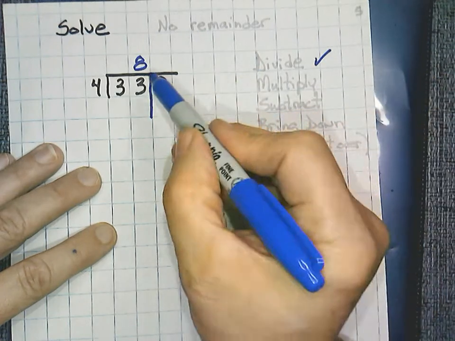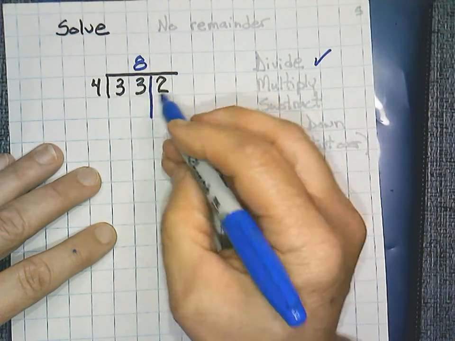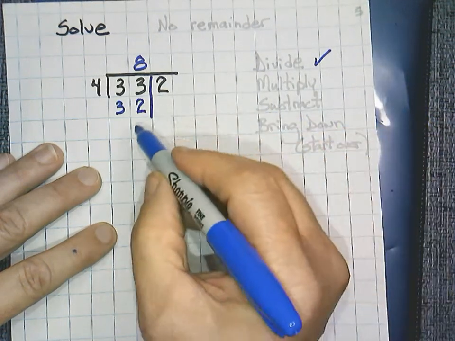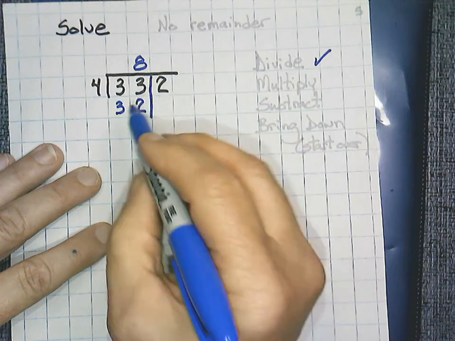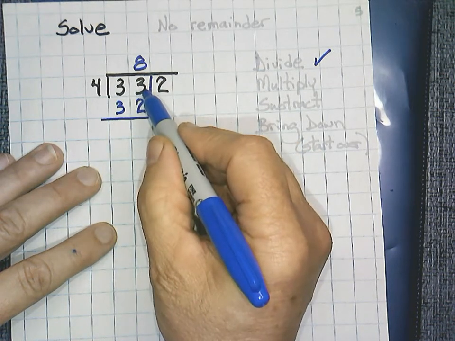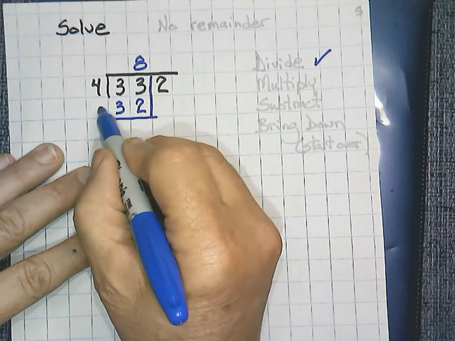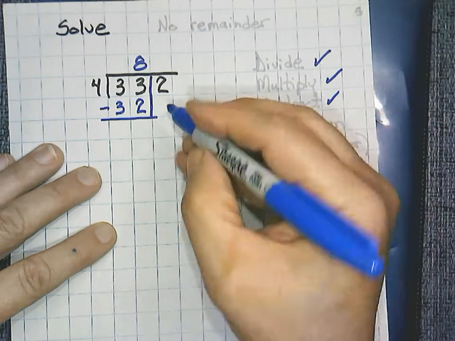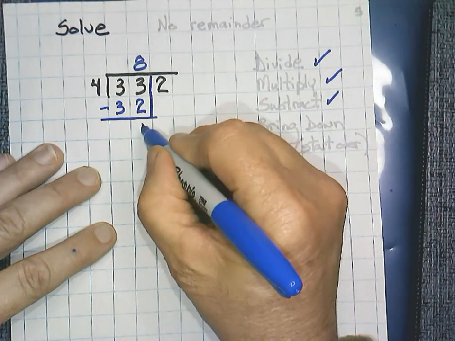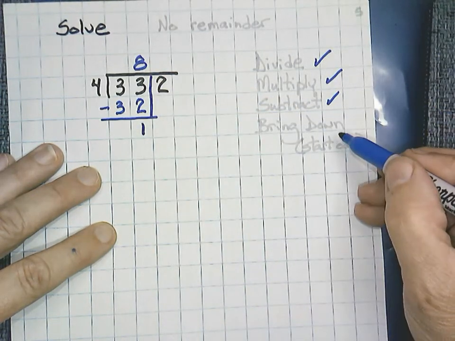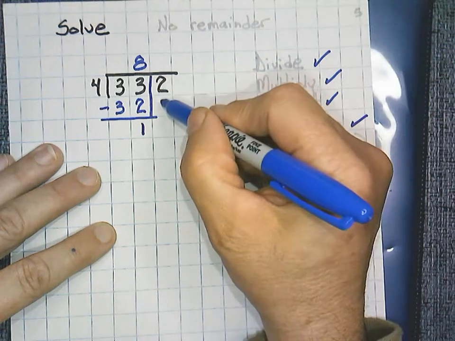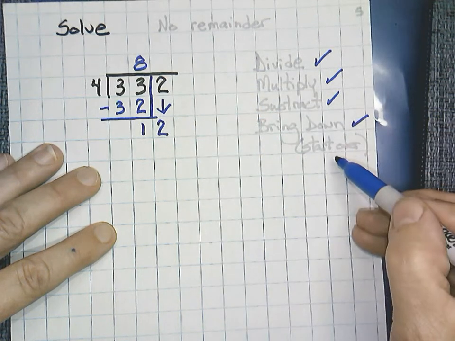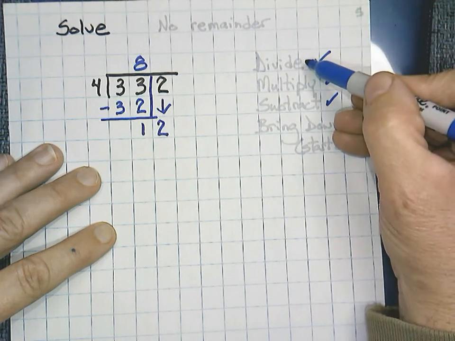Now we're going to multiply our 8 times 4. That's 32. We do that because we want to see how close we got. We got really close, but there still is a difference. So therefore, we are going to have to subtract to find the difference. 3 minus 2 is 1. We're going to bring down, in this case, that 2. We're going to bring it down and rewrite it. And then that allows us to start all over again back on the divide step.